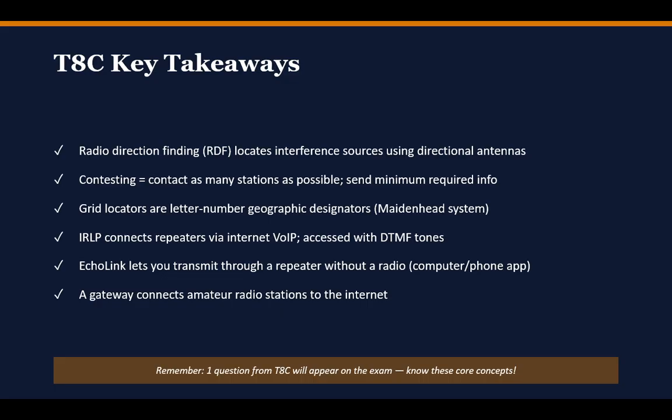T8C key takeaways. Radio direction finding, RDF, locates interference sources using directional antennas. Contesting equals contact as many stations as possible, send minimum required info. Grid locators are letter number geographic designators, or the Maidenhead system. IRLP connects repeaters via Internet, VoIP, accessed with DTMF codes. Echolink lets you transmit through a repeater without a radio, like a computer or phone app. A gateway connects amateur radio stations to the Internet.